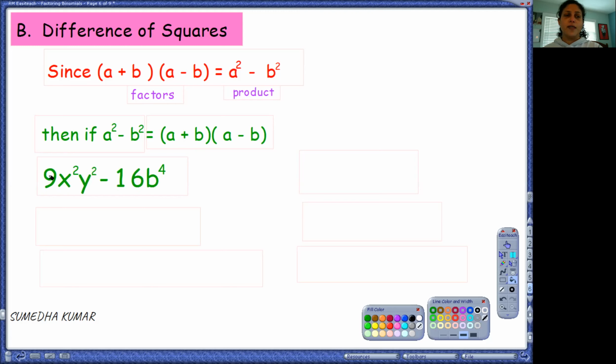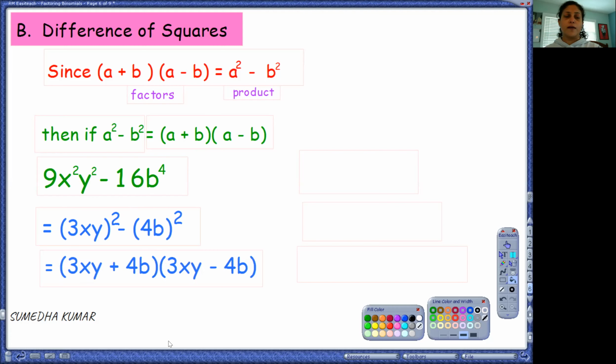So it turns out that 9 and x squared and y squared, they're all perfect squares, and so is 16 and b to the 4th power. So it's really 3xy squared minus 4b squared. So we're going to list it as two factors, and the two factors are 3xy plus 4b and 3xy minus 4b. If you find this difficult to understand, make sure you relate it to what is given on the top. The rule is on the top.